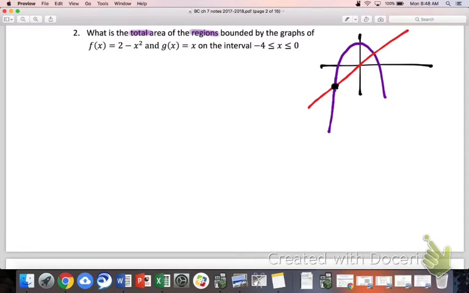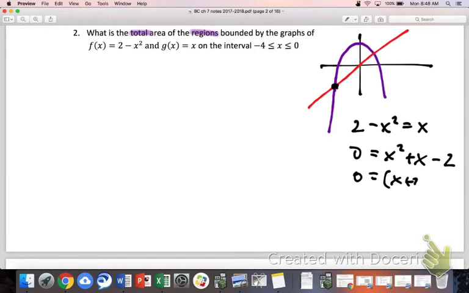What if I wanted to find where that is, but I didn't have a calculator? What would I have to do? Exactly. So it'd be 2 minus x squared is equal to x. So that would give me 0 equals x squared plus x minus 2. So 0 equals (x plus 2)(x minus 1). So I'm getting x equals -2, x equals +1. Sorry, that's off the screen there a little bit, but we got the most important part in there. Isn't that intersection point going to be where x equals -2?